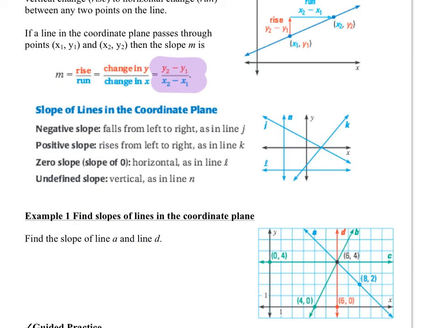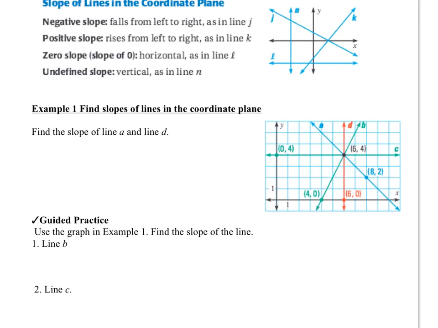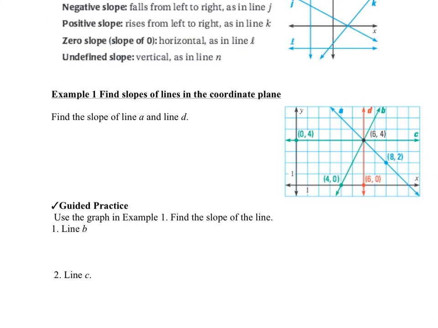Negative slope looks like it's coming downhill, falls from left to right. Positive slope looks like it's going uphill from left to right. Zero slope, think of the z and zero, is a horizontal line. And an undefined slope would be a vertical line. So that should all be reviewed from your algebra. The reason that we study it is called coordinate geometry.